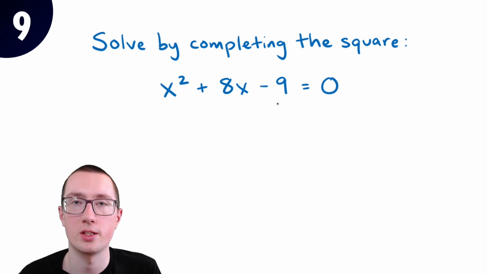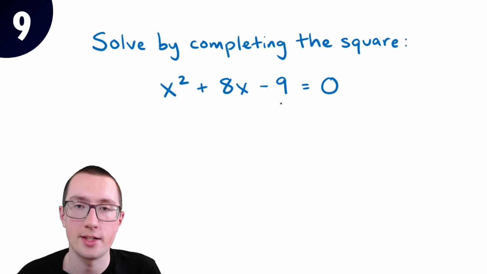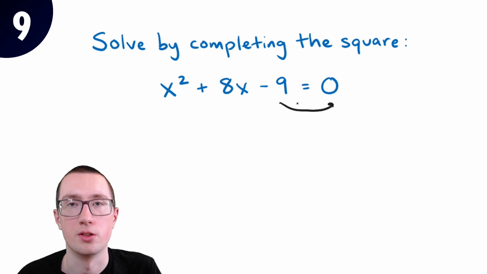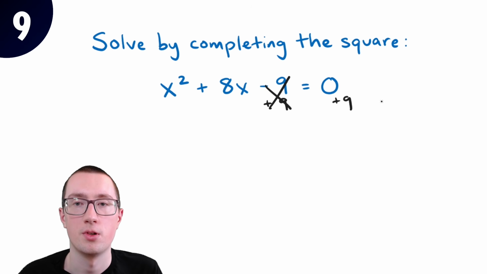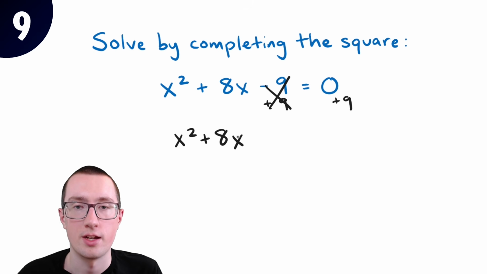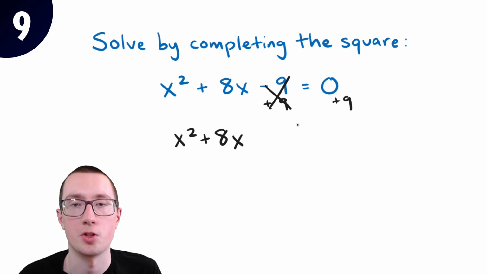Now to prepare for completing the square, that rhymed. I'm going to just move this minus 9 to the other side of the equation. And I'll show you why in a second. So let's go ahead and add 9 to both sides. So these cancel out. On the left side, we just have x squared plus 8x. And I'm going to leave a little bit of room here because we're going to figure out what number needs to go here to make it a perfect square. On the other side, we have 0 plus 9, which is 9.